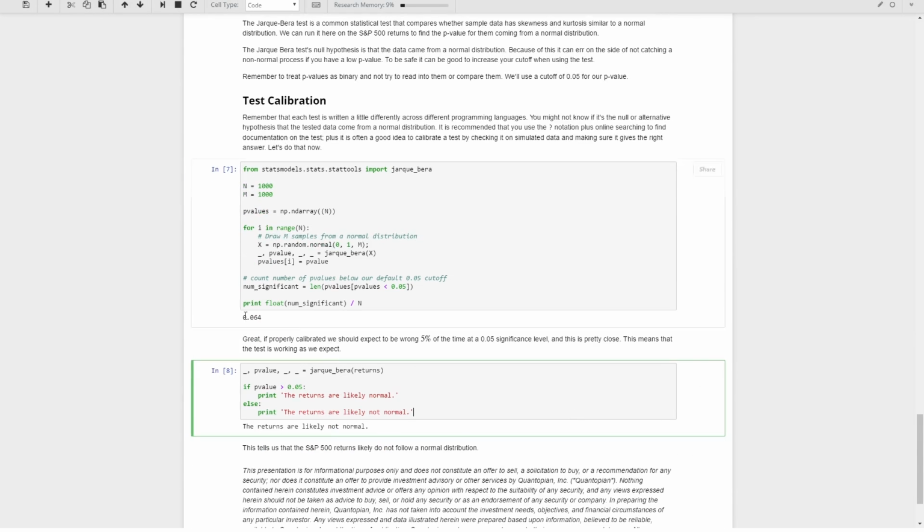So we can talk about our Jarque-Bera test like this. If the p-value is greater than 0.05, the returns are likely normal. Whereas if the p-value is less than or equal to 0.05, or just less than 0.05, the returns are likely non-normal. And this has been a general discussion of skewness, kurtosis, and higher order moments.